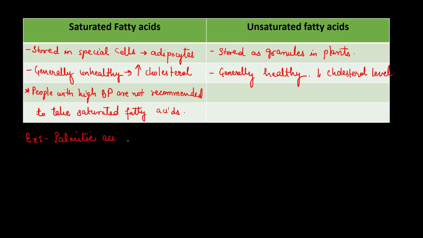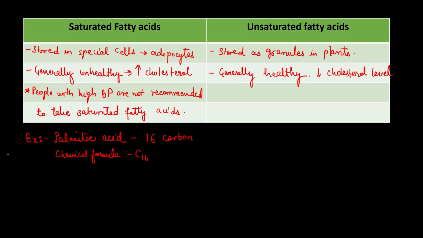Palmitic acid. Now, how many carbon molecules are present in the palmitic acid? So it has 16 carbons. Okay. And we also know the general formula of lipid, right? So if someone gives you the palmitic acid, it has 16 carbon, so you can write the chemical formula of palmitic acid. What will be the chemical formula of palmitic acid? It has 16 carbon, so it will be C16.